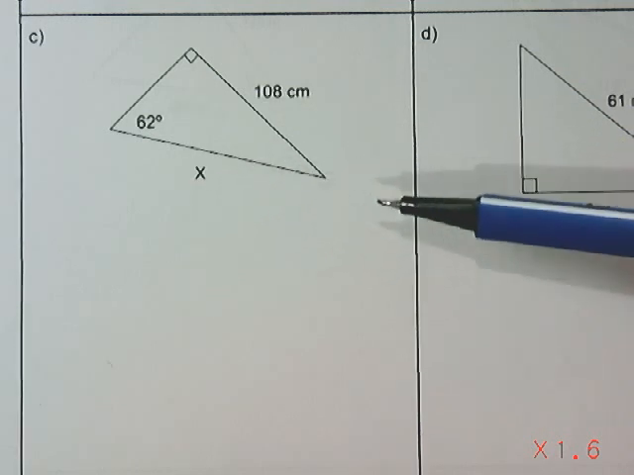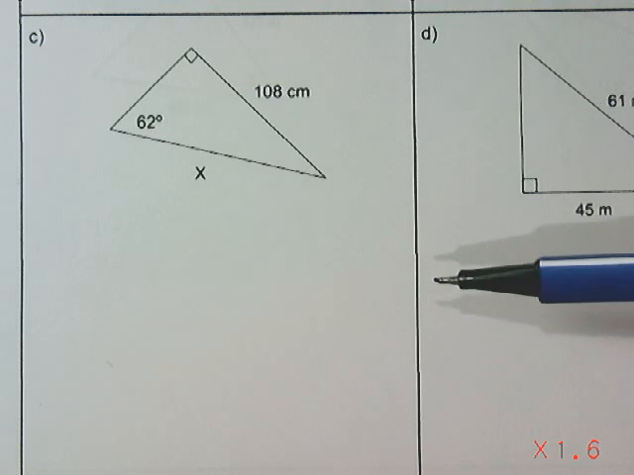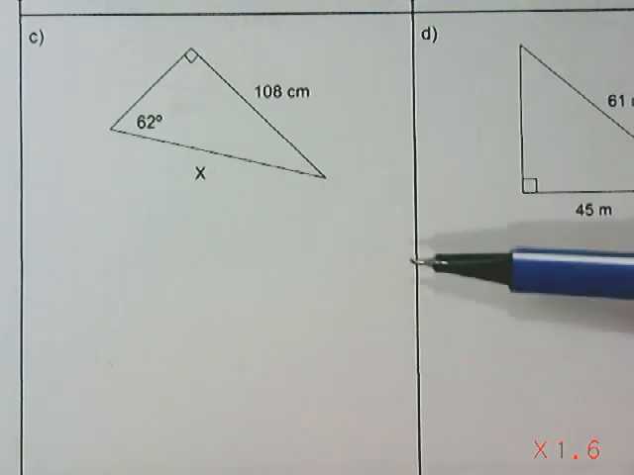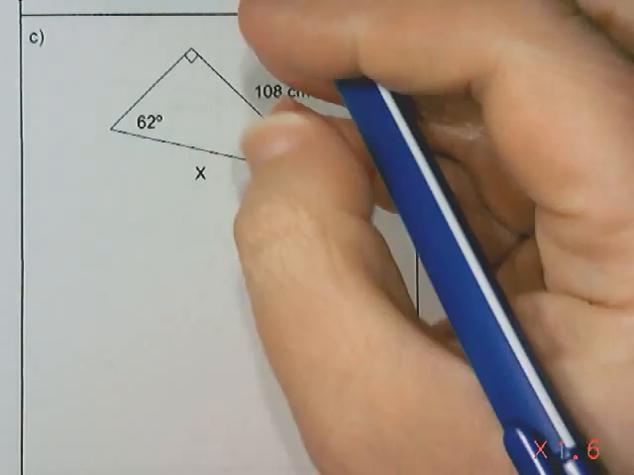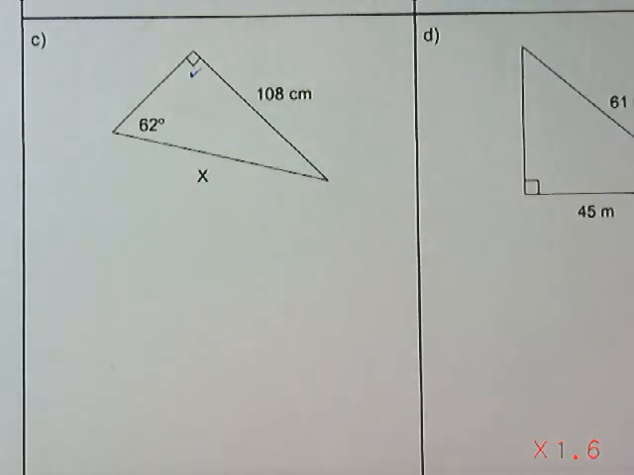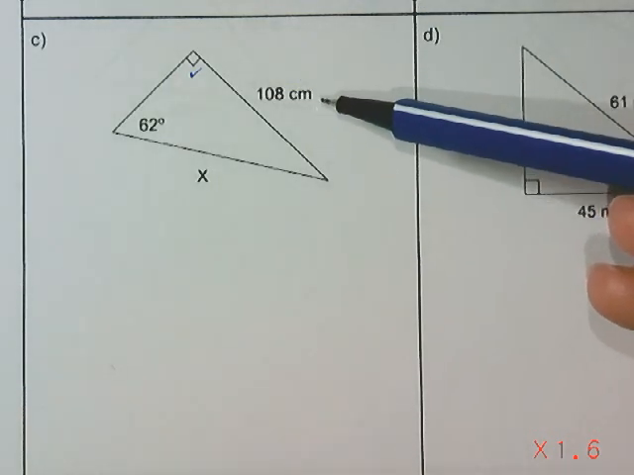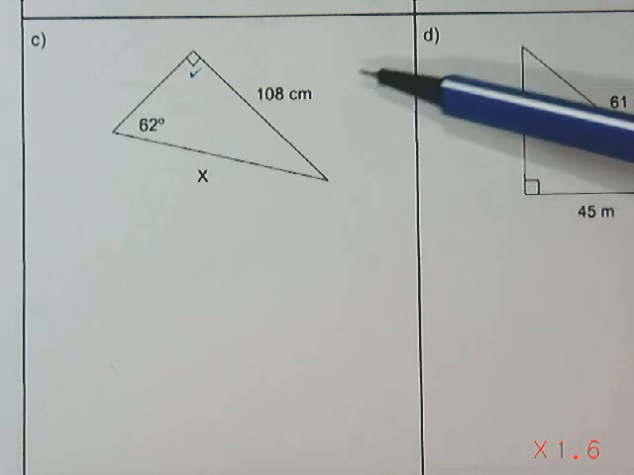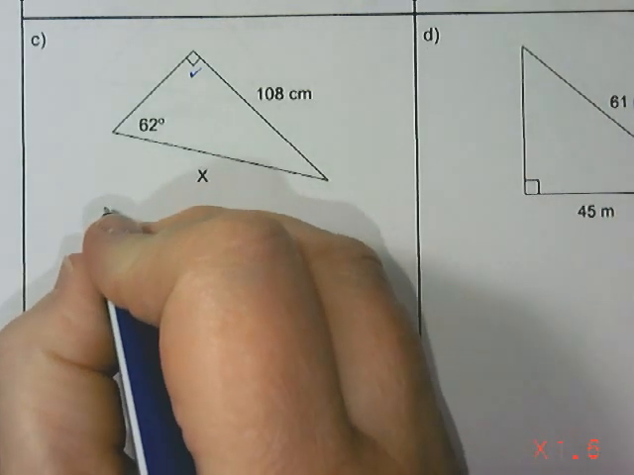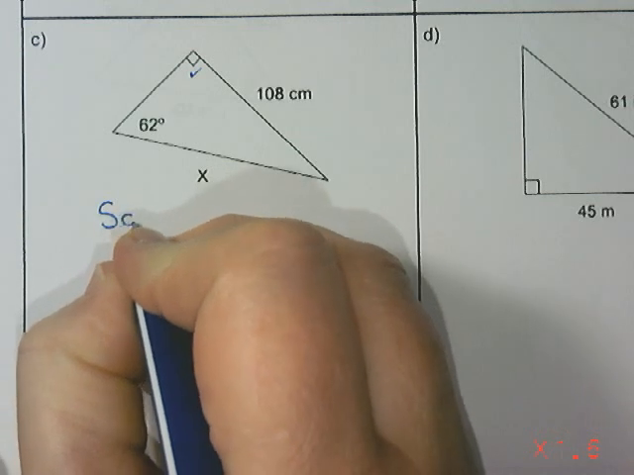So when I'm trying to choose a method, the first thing I do is I ask myself, is this a right angle triangle? And the answer is yes. So my next question is, do I know two sides? And the answer to that question is no, I only know one of the two sides. So that means that we are going to use the sine, cos, or tan ratios.